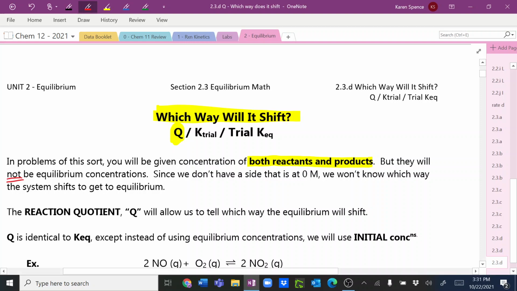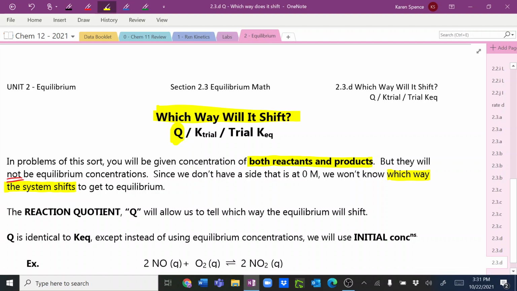So we're going to be wondering, which way does the equilibrium shift? We don't know which side in our rice table to put the pluses on and which side to put the minuses on. And this is going to help us figure out which side to put them on.